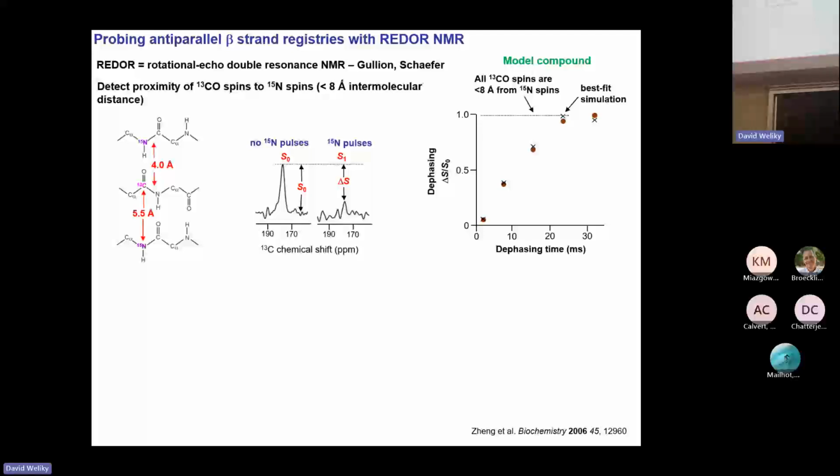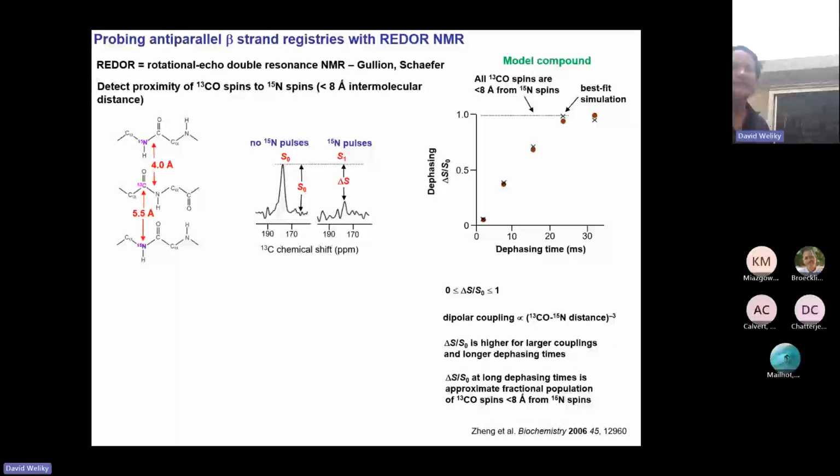Another great advantage of REDOR is that if you know the geometry of your spins, which we know for a beta sheet, and you know it for an alpha helix, you know the geometry of your spins for your labeling in a particular registry, you can quantitatively calculate dephasing as a function of dephasing time. This is for a model compound. The little X's are our calculation. The brown circles are the experimental data. So the ability to use quantum mechanics to simulate the dephasing is a very important feature of REDOR that we use. This simply summarizes the REDOR experiment.